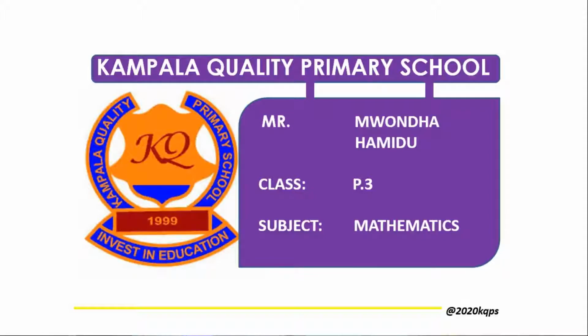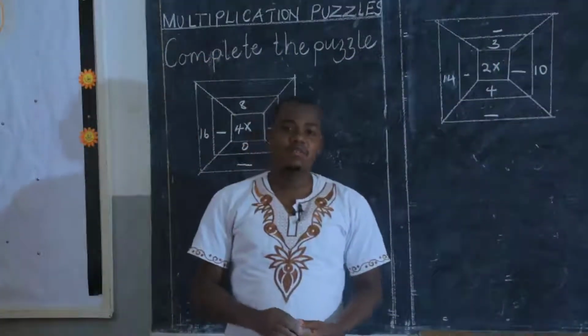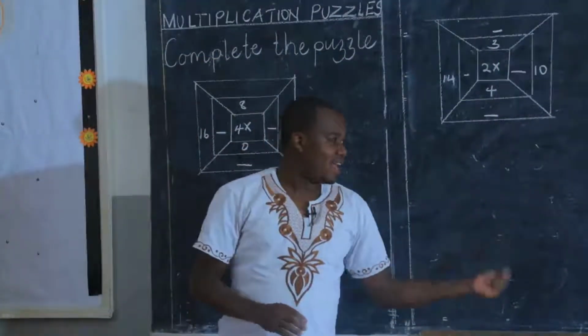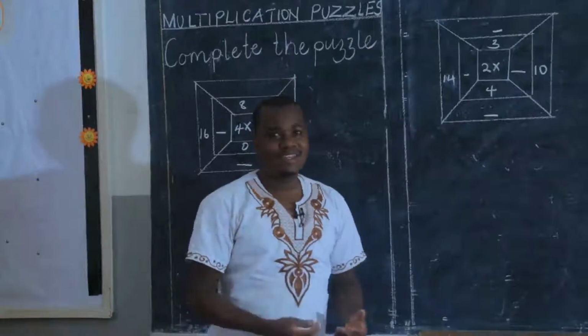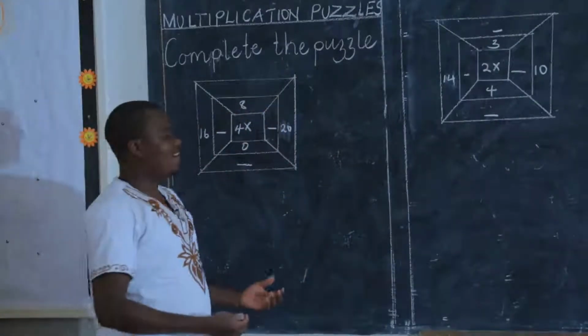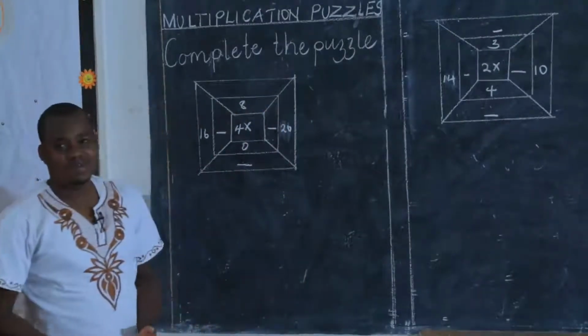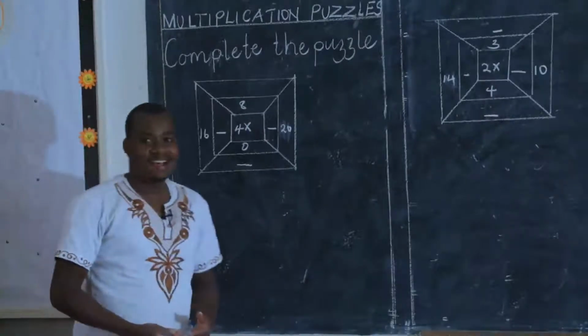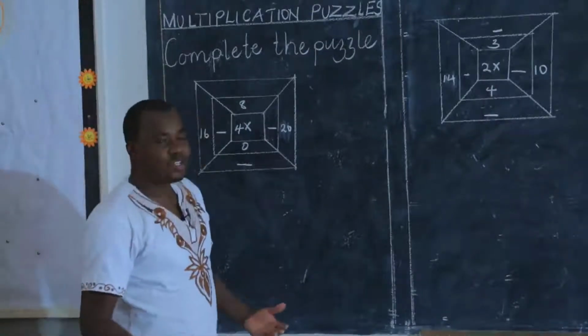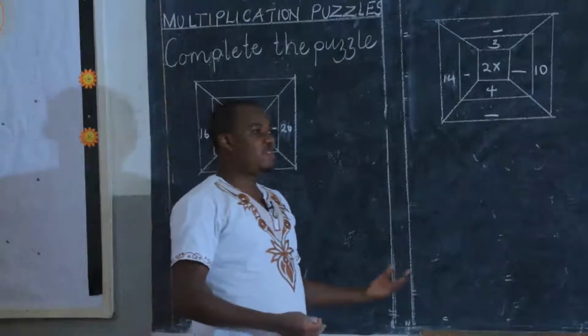So my good children, you remember what we discussed last time? It was about multiplication of numbers. I gave you some simple activity and I hope you passed it. So today we are going to continue. This is still about multiplication, but this time in a different form.